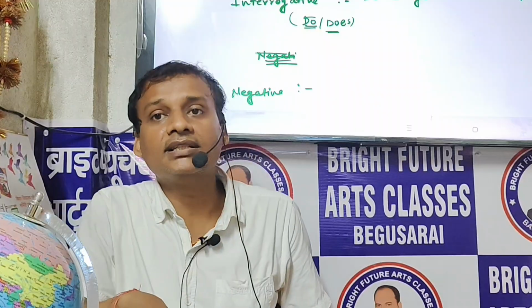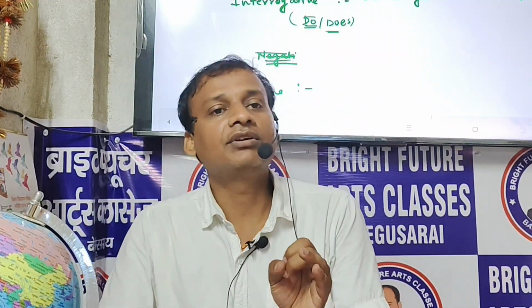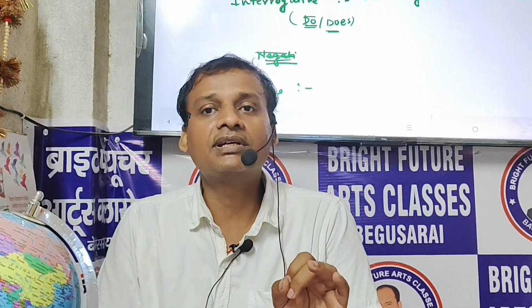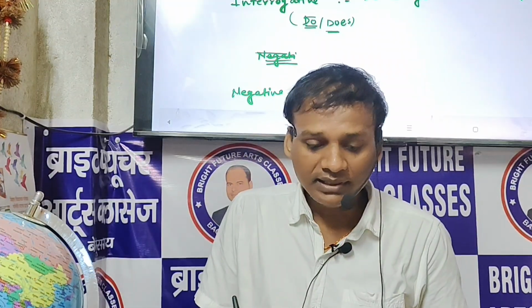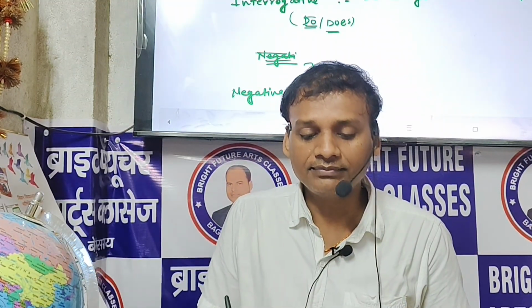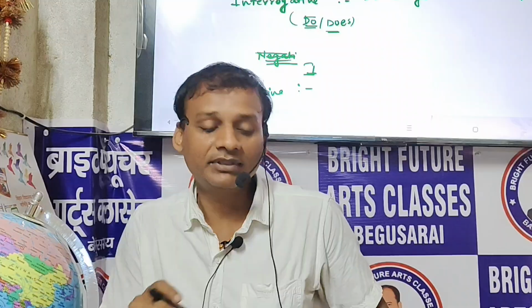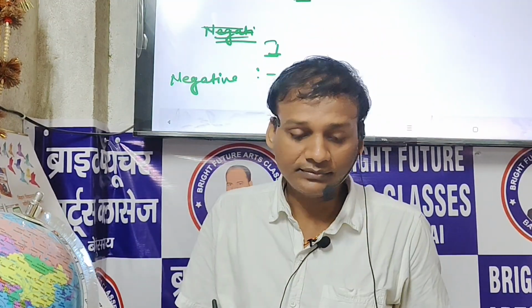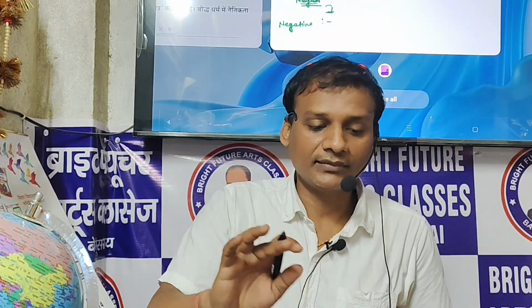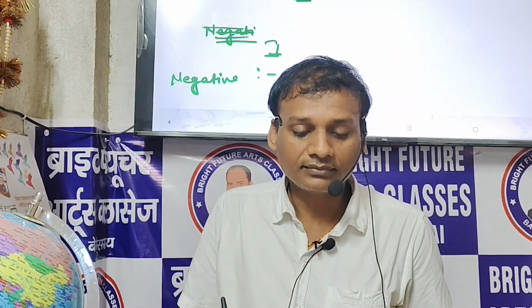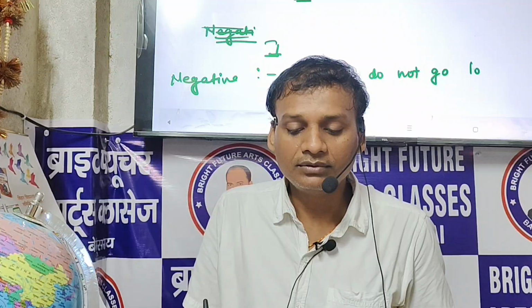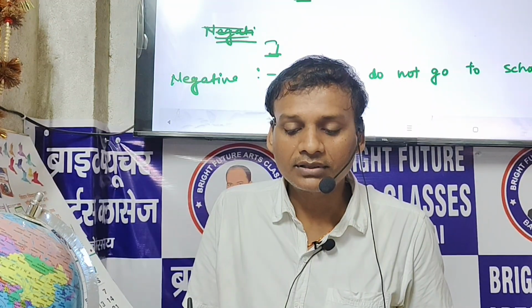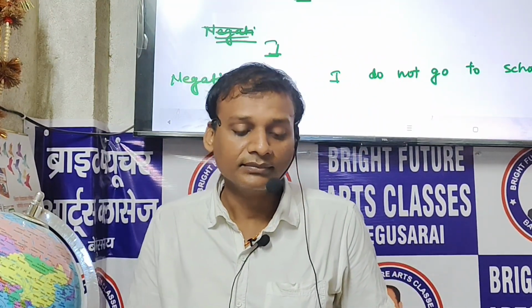Listen, in simple present tense, if you want to make an interrogative sentence, use do or does. To make a negative sentence or an interrogative, both are similar. There is no auxiliary verb, so you will have to use do or does. For negative, what will we use? I. Write I there. I'm writing here. I told you earlier there is some kind of problem in this. So write there: I do not go to school. Full stop. It is negative.